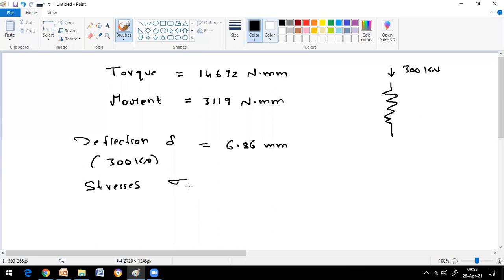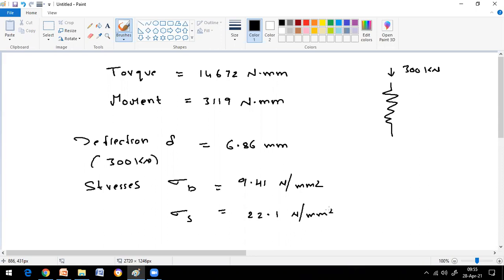One is bending stress and the other one is shear stress. What is the bending stress which we got? How much did we get for the bending stress, Amma? Can anyone answer? 9.41. Very good. 9.41 Newton per mm square. And what is the shear stress? 22.1 Newton per mm square. So these are the parameters which we got in the previous session.